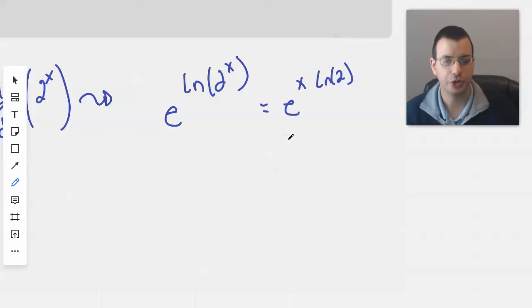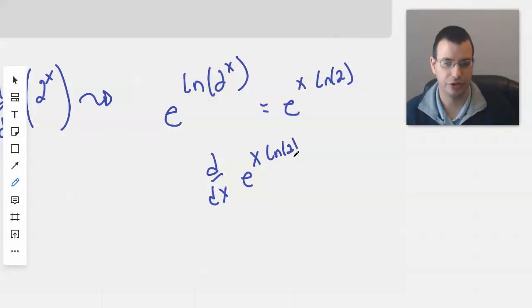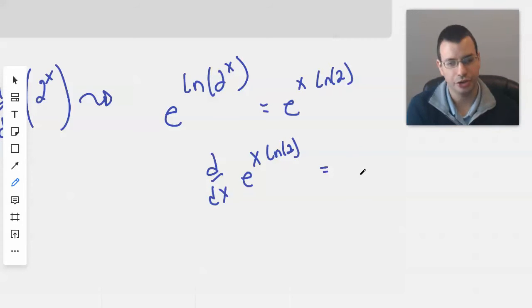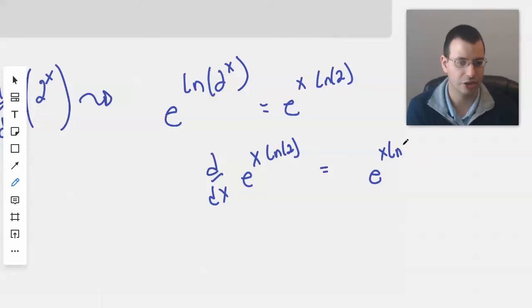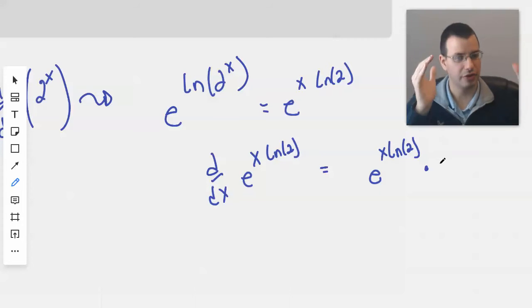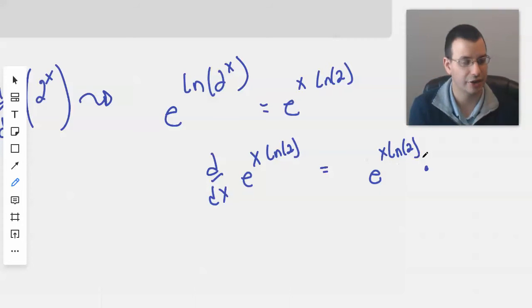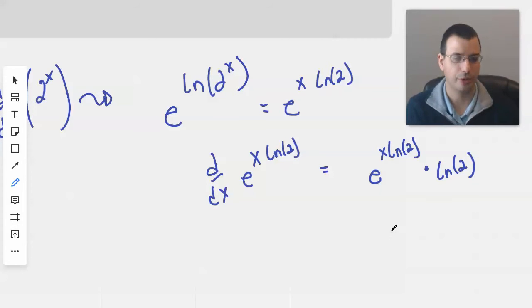Which will then take the derivative of this. Derivative of e to the x natural log of 2. So this is going to be the chain rule. We'll do the derivative of e to the x, so this will be e to the x natural log of 2, and then we'll multiply by the derivative of the interior, which is x ln of 2, which will be natural log of 2. It's the chain rule.